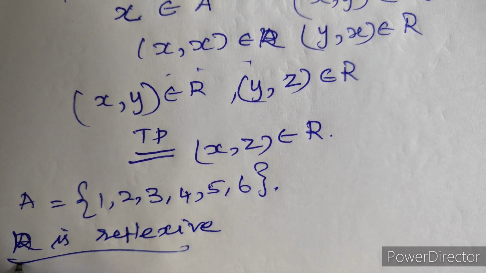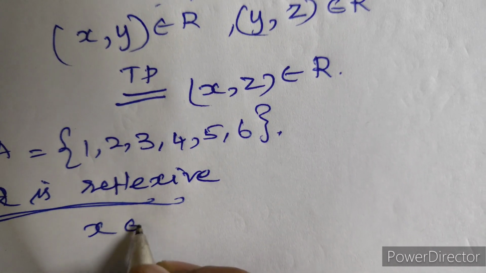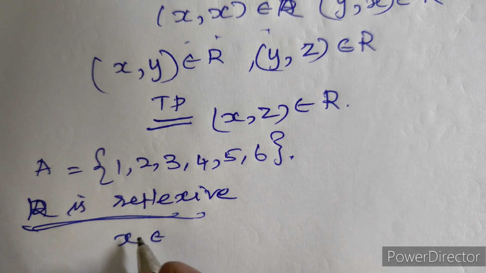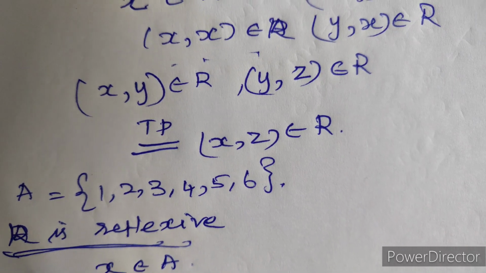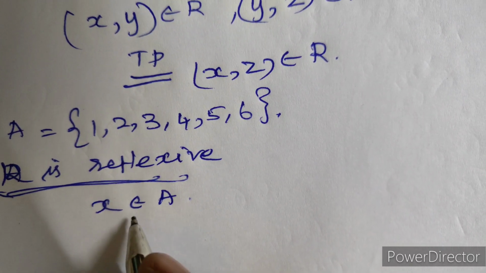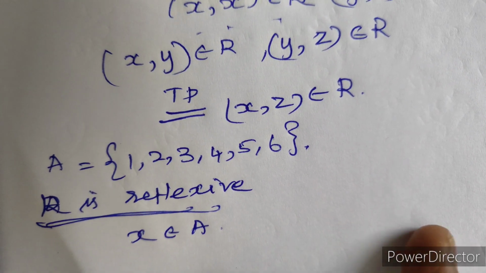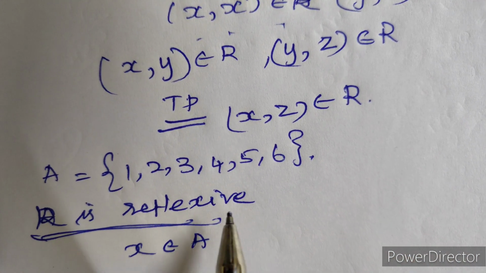To show reflexive, we have to take x belongs to A, that is, a single element, and prove (x, x) belongs to R. Every element is divisible by itself. Therefore, what is the relation?